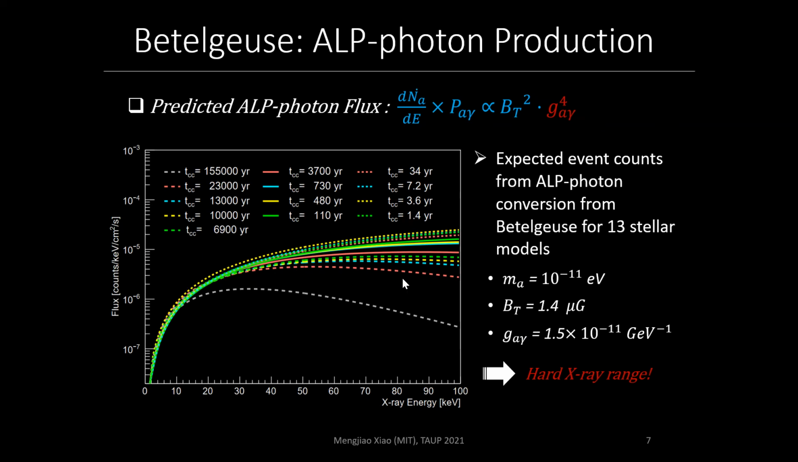This plot shows the expected event counts from Betelgeuse for each stellar model. Here we assume B_T at 1.4 microgauss and g_aγ at 1.5 times 10 to the minus 11 per GeV. So if we are focused on the low mass region, say the mass below 10 to the minus 10 eV, the photons mainly fall in the hard X-ray energy range.